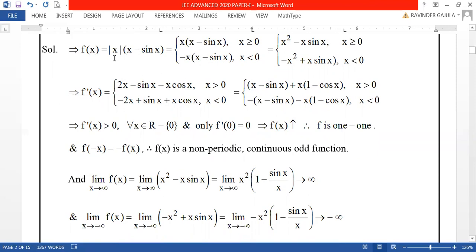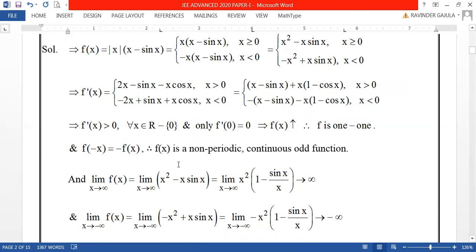f of minus x can be taken as, anyway mod x is x, this is minus x, sine of minus x will be minus sine x, and taking minus common, f of minus x will be minus f of x. From this function you can straight away put minus x in place of x and see the result. It becomes minus f of x.